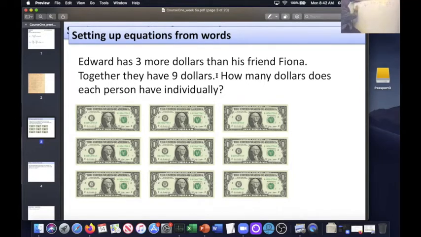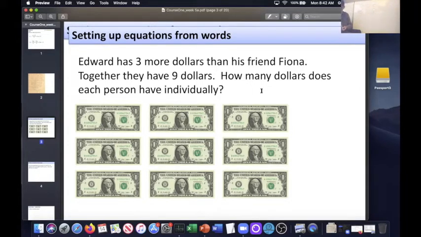Go ahead and see if you can figure out this problem. So basically, we have two people, and the sum of all their money is going to be $9. How can we break these $9 into two groups so that one group has 3 more than the other?